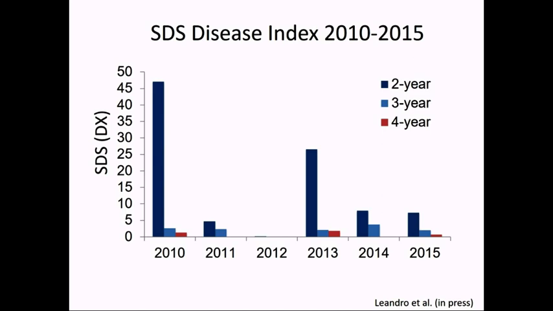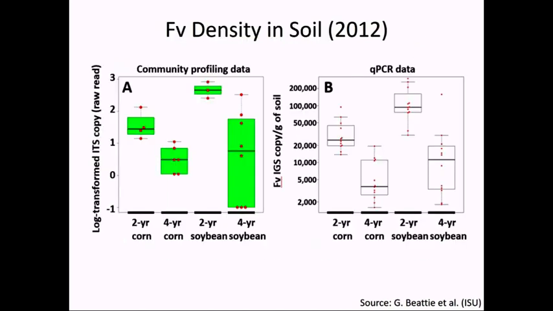So we became very interested to find out what explains this. What are the factors that are contributing to this suppression of SDS? We did a couple of other measurements. I started working with Gwen Beatty and Larry Halverson. And Gwen, using community profiling data and qPCR with specific primers, we looked at soil and see is there a difference in pathogen levels in the soil.